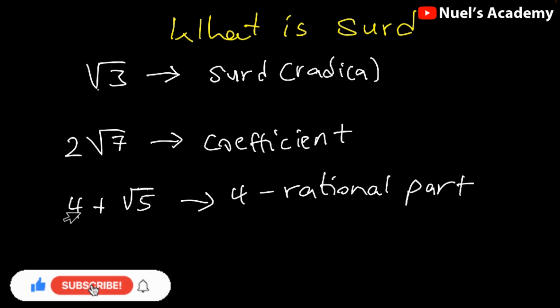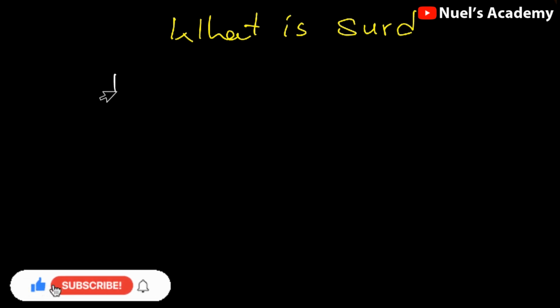So notice that this 4 plus root 5 is referred to as a mixed surd because it contains rational and irrational parts. So 4 is the rational part. This root 5 is the irrational part or radical. Let's discuss rationalization.